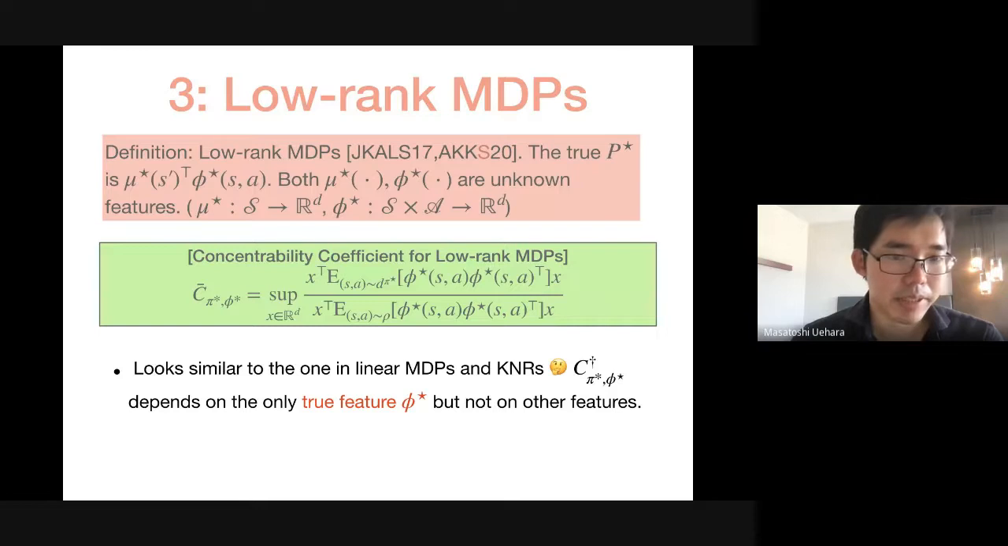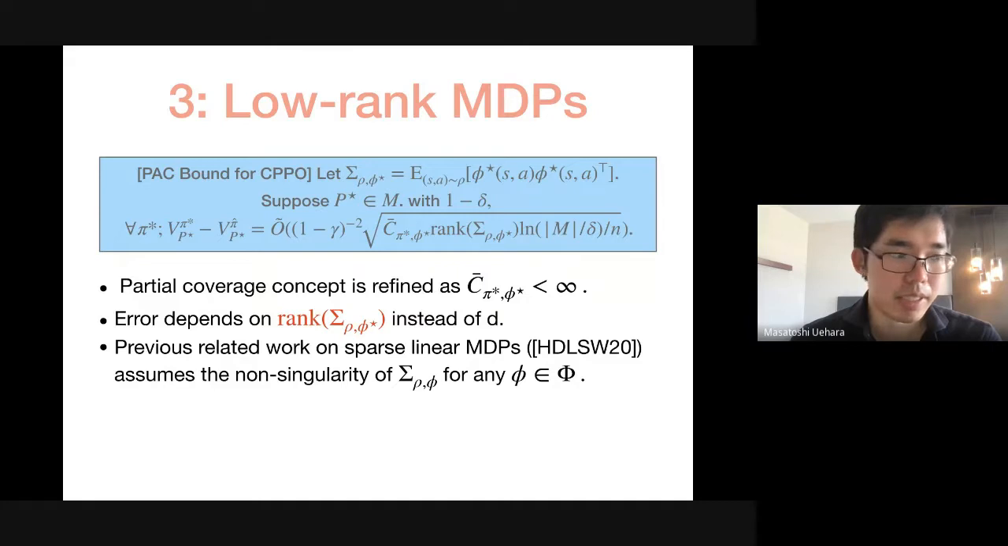Next, let's introduce a concentrability coefficient for low rank MDPs. This is again the same as the one we saw, but I want to emphasize that since pi star is unknown, there's a subscript pi star, and it doesn't depend on the other features. By using this coefficient, we can state this theorem, which says that we can compete with any policy satisfying this partial coverage assumption. Partial coverage is defined as C pi asterisk and phi star being less than infinity. And again, the error only includes the rank of the covariance matrix defined on the true feature instead of D.